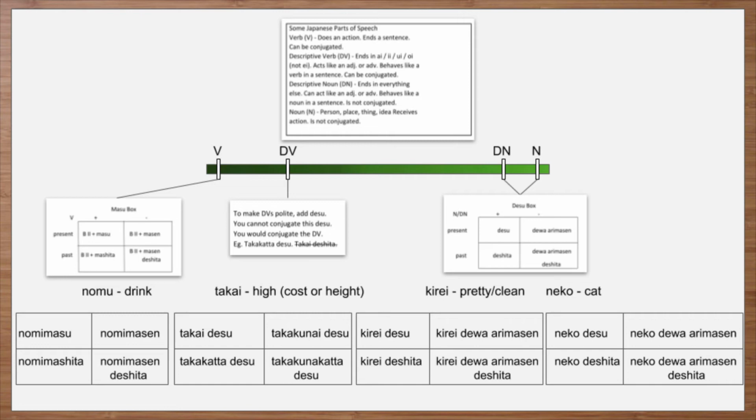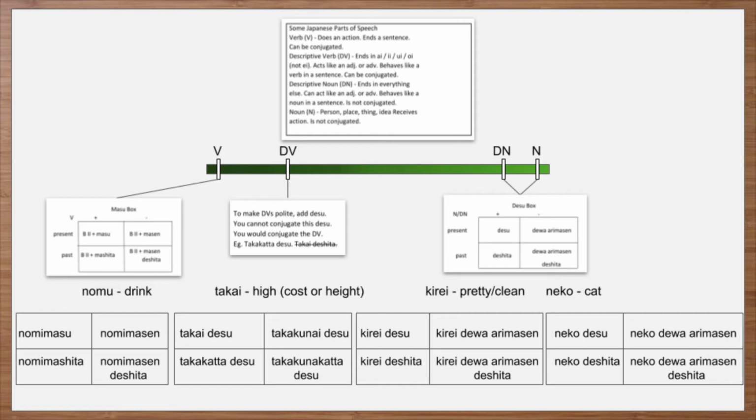Polite past positive is base 2 plus mashita: nomimashita, drank. And polite past negative is base 2 plus masen deshita: nomimasen deshita, did not drink. Polite descriptive verbs are actually the same as plain form descriptive verbs, but you just add the unconjugatable desu to them. Takai desu, takakunai desu, takakatta desu, takakunakatta desu.